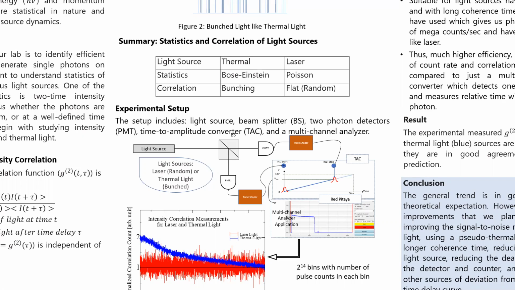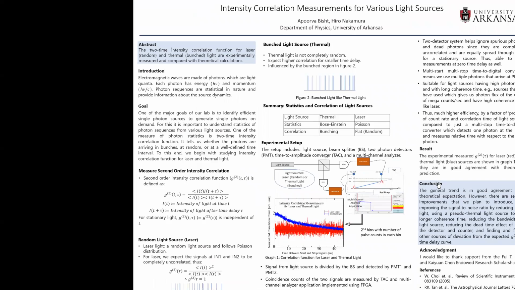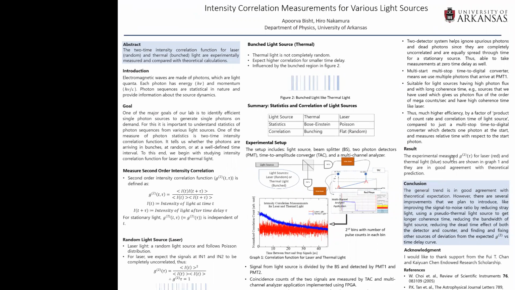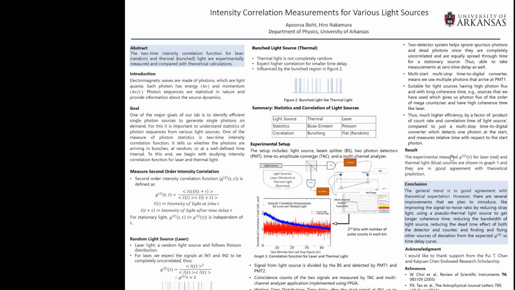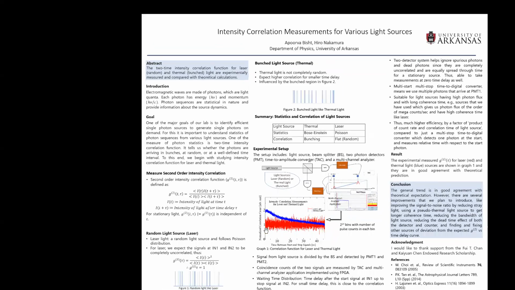There are a couple of major advantages about the system that we use. The two-detector system helps ignore spurious photons and dead photons since they are completely uncorrelated and are equally spread through time for a stationary source. Thus, we are able to take measurements at zero time delay as well.